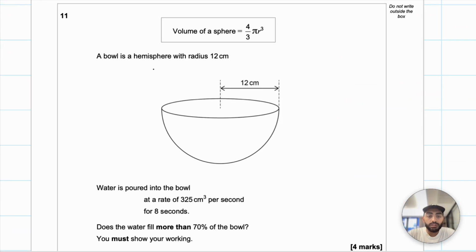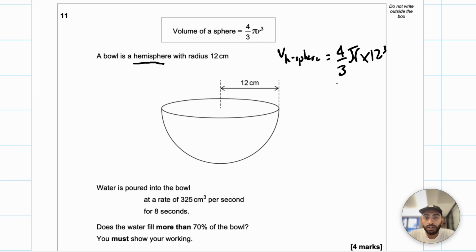Question 11. A bowl is a hemisphere with radius 12 centimeters. Hemisphere just means half of a sphere, and we've been given the formula for volume of a sphere. Let's first work out the volume of this hemisphere because it will be useful. So volume of the hemisphere is going to be 4/3 pi r cubed. Here 12 is the radius, so times by 12 cubed.